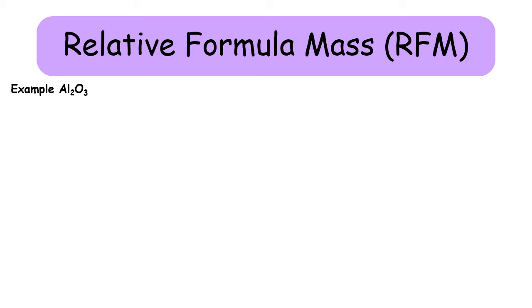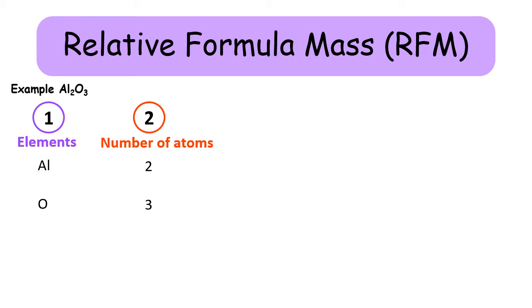A more complicated example, Al2O3. Well, look at our capital letters. We have a capital A for aluminium. We have a capital O for oxygen. And that means we only have two elements, Al and O. Now there are two aluminiums because there's a 2 written after Al. There's 3 oxygens because there is a 3 written after O. Now we look up the relative atomic mass in the data booklet. For aluminium, that's 27. For oxygen, that's 16.